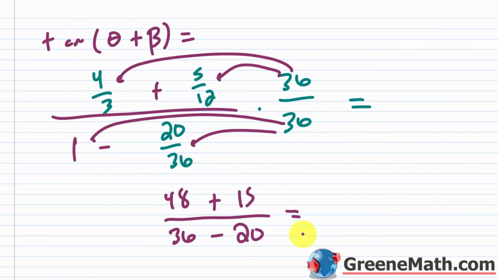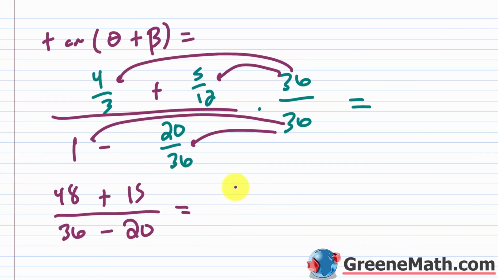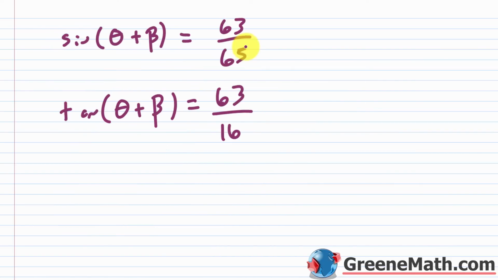So this is going to give me, let me actually slide this over just a little bit, 48 plus 15. We just did that. We know that's 63. And this is over 36 minus 20. That's going to be 16. So this would be my tangent of theta plus beta. So let me copy this. So those are the first 2 answers.